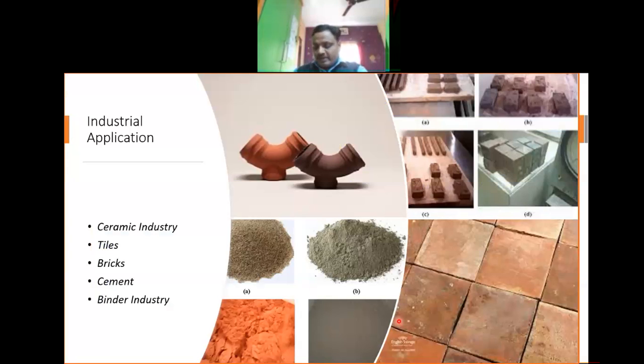The other industrial application may include ceramic industry. When you have reduced soda content, it can be used in ceramic industry. It may be used for bricks manufacturing. In our plant, one separate plant is there who are working for manufacturing bricks. They have also used this red mud for road construction. So a number of projects are going on. I have not considered these applications in detail here. This is also being used for tiles manufacturing, for cement manufacturing.